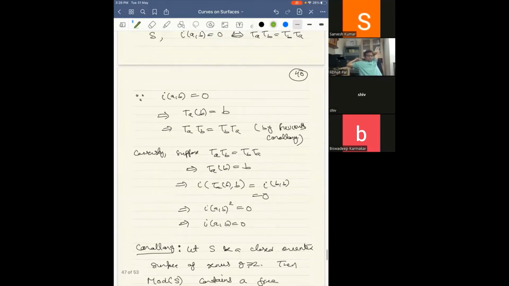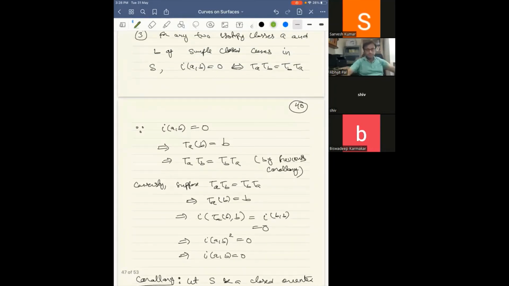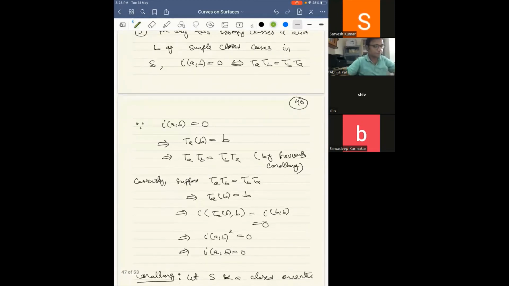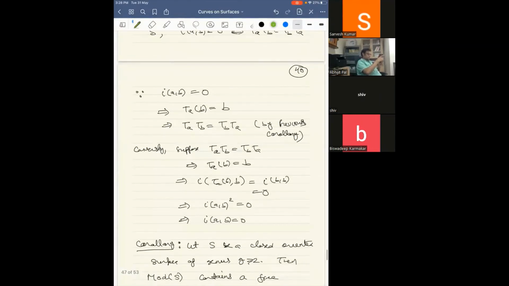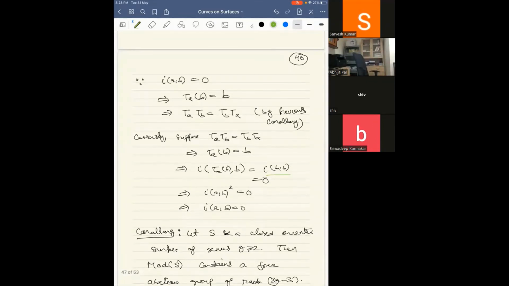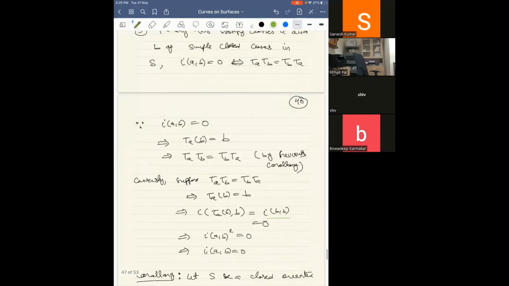Okay, so now you can look at the converse statement. Suppose T_A commutes with T_B. We know when this happens: when T_A preserves B, by the previous corollary, which was an if and only if. So if T_A(B) equals B, then you can look at the intersection number of T_A(B) with B. It is simply the intersection number of B with itself, which is 0. But we know by the proposition that the intersection number of T_A(B) and B is the intersection number of A and B squared. So this gives that the intersection number of A and B is 0. Okay, so this is the if and only if condition.